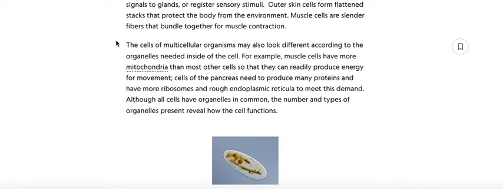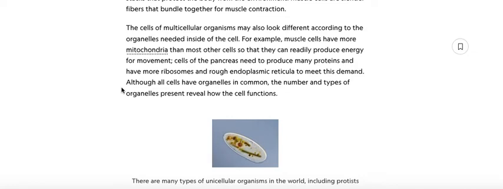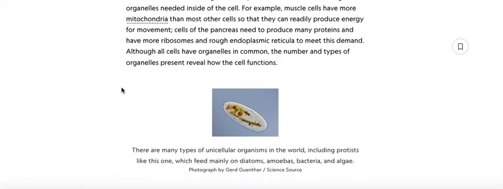The cells of multicellular organisms may also look different according to the organelles needed inside of the cell. For example, muscle cells have more mitochondria than most other cells, so that they can readily produce energy for movement. Cells of the pancreas need to produce many proteins and have more ribosomes and rough endoplasmic reticula to meet this demand. Although all cells have organelles in common, the number and types of organelles present reveal how the cell functions.